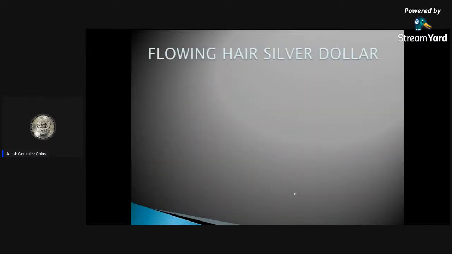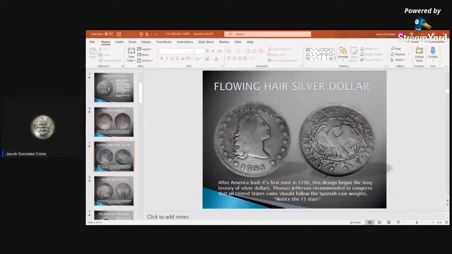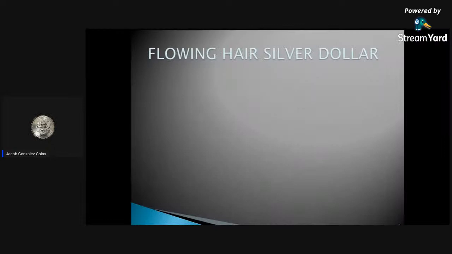So, next coin, the first coin that was ever minted. We'll get right into that, guys. But let's go back, and we're gonna go right into that coin.